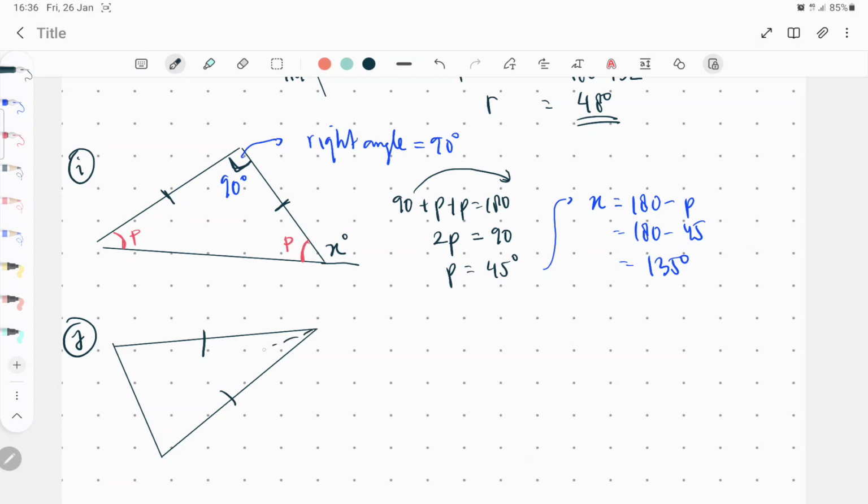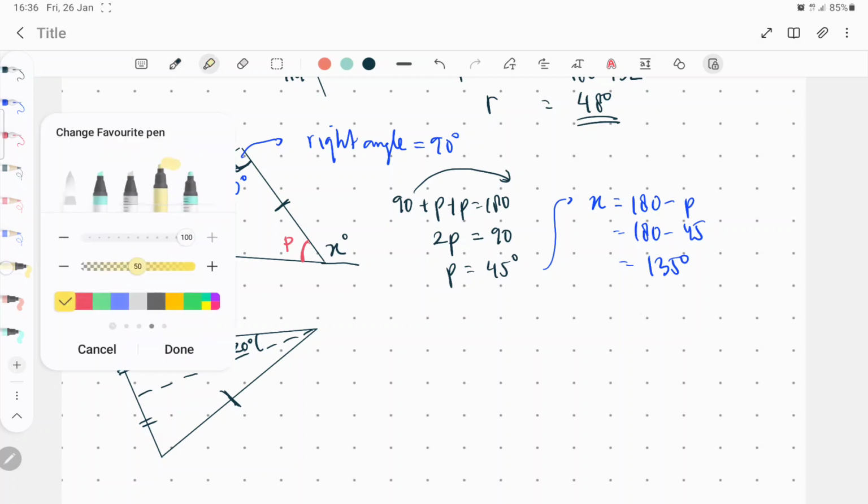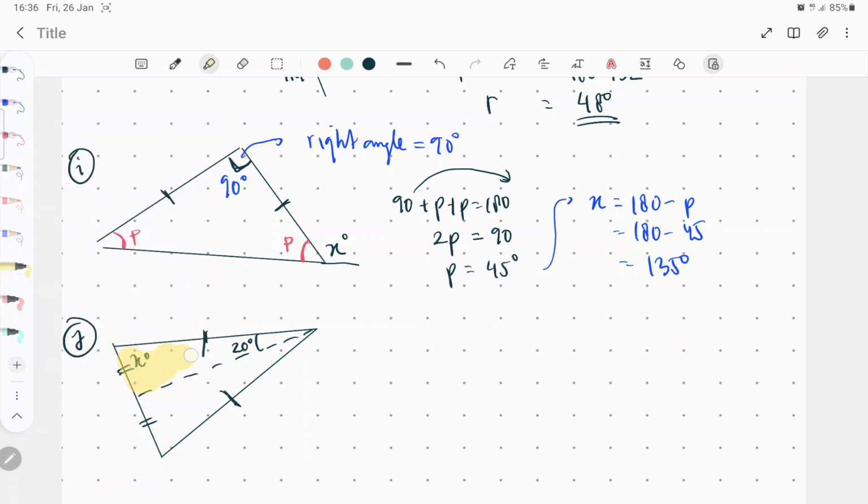Now, J. Here. X degree, and this small part is 20 degrees. Okay, we have the small part. Now, how do you solve this? Again and again, you need to understand that these are similar or congruent. Why is it congruent? The yellow part triangle and the blue part triangle are similar.